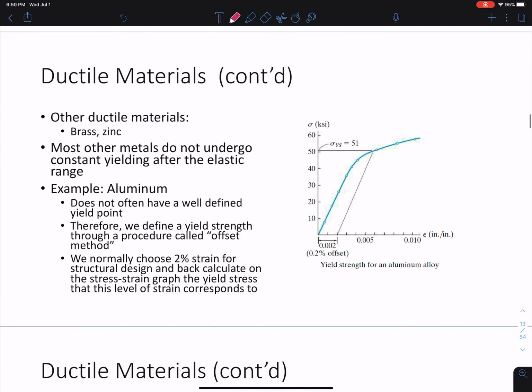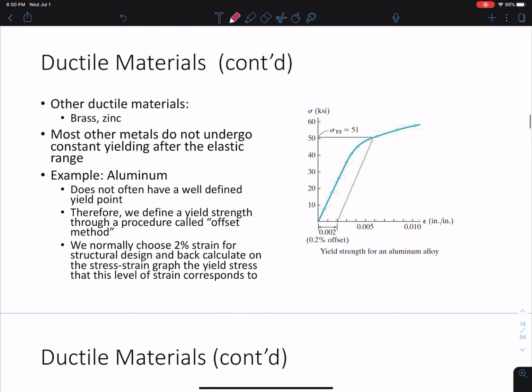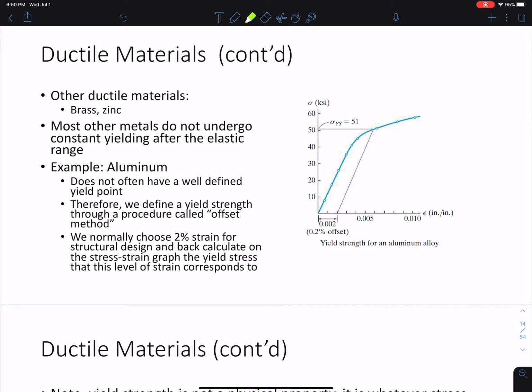Okay, here are some other ductile materials. We're now looking at the elastic region here, and this is an example of aluminum. So we don't always have a very well-defined yield point, and there are some things that we can do according to the code and some other empirical estimates to figure out what a yield point is for a metal that we haven't really been able to get a good estimate for in the past, okay? So what we do, if we don't know the yield point, we use something called the offset method, okay?